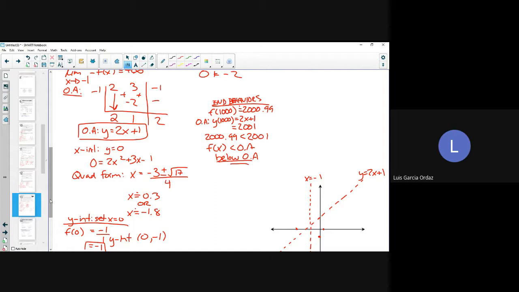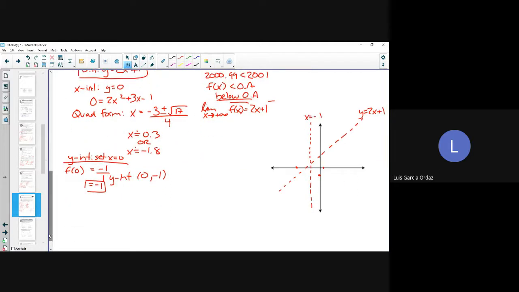So as x approaches positive infinity, it approaches 2x plus 1 from below. Okay, so what that means is I am below my oblique asymptote, which means I'm going to be under it as I get farther to the right of my x values, which means that this part of the graph is probably going to look something like this. Because as I go towards my positive x values, as I get closer to positive infinity, my graph is always going to be below my oblique asymptote.